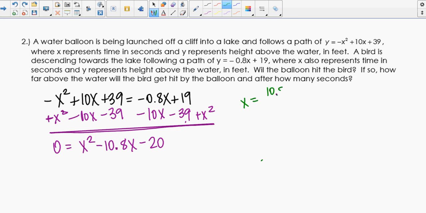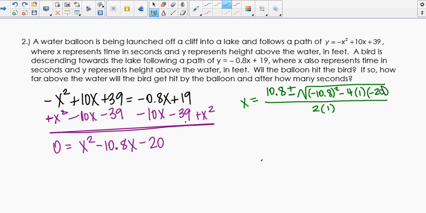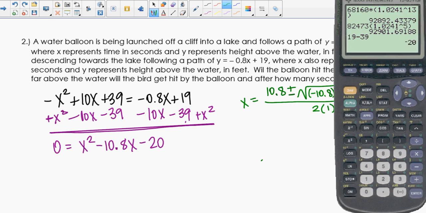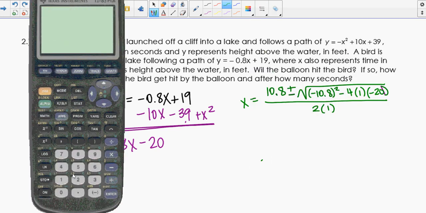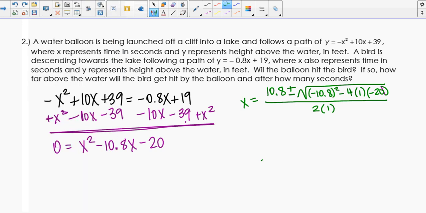Opposite of b, so 10.8 plus or minus the square root of negative b squared minus 4 times A times C all over 2 times A. Okay, so I'm going to get that discriminant taken care of first. So we have negative 10.8 squared minus 4 times 1 times negative 20. Okay, so our discriminant is 196.64.